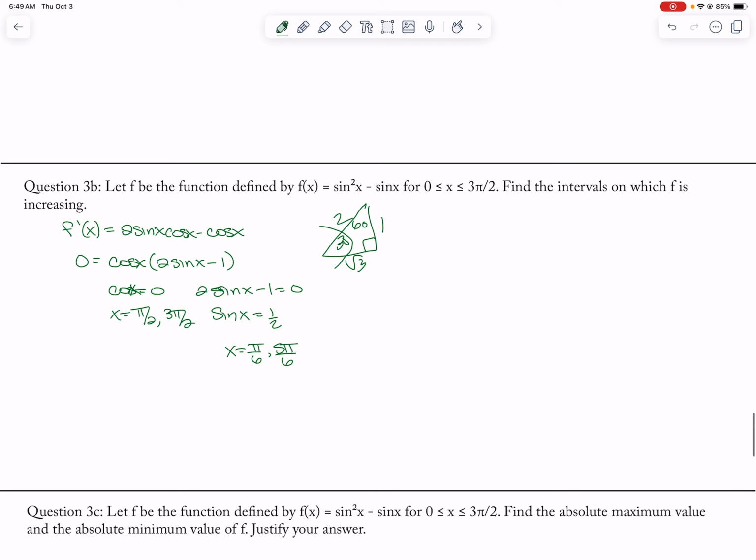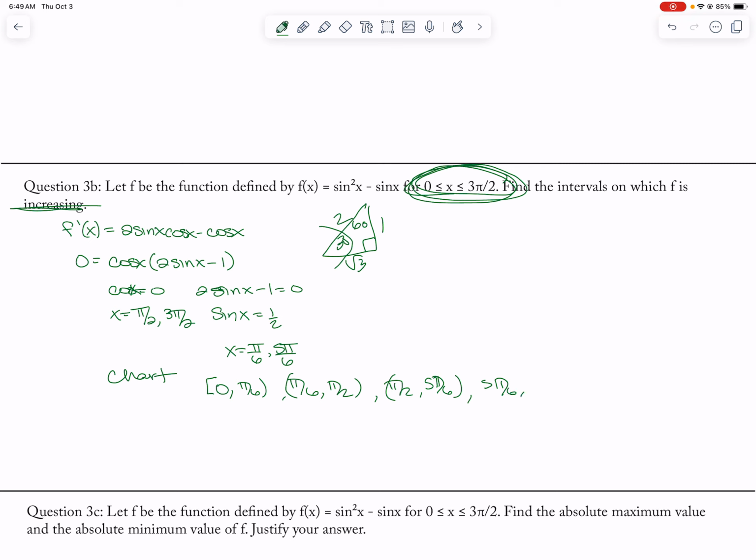So then I'm going to do the chart, and then I'll be able to tell whether or not the function is increasing. Don't forget that you do have an interval, so your chart is going to go from 0 to pi over 6, then pi over 6 to pi over 2, then pi over 2 to 5 pi over 6, and then 5 pi over 6 to 3 pi over 2, and that's where it ends. And it should be a closed bracket there.